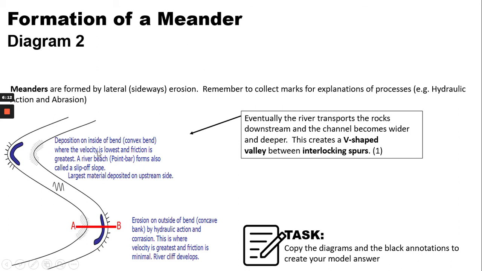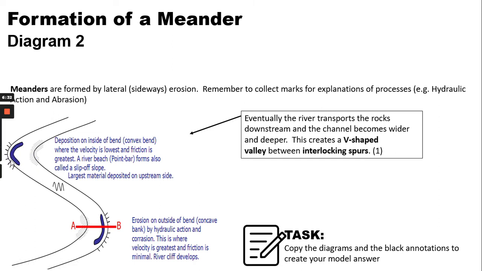So the idea is we get deposition on the inside of the bend. You don't need to worry about it being convex, it's a science term, we don't need that in the answer. That's represented by this dotted area. You can put some dots. We call that a slip-off slope, or a river beach. On this bit we call the river cliff.